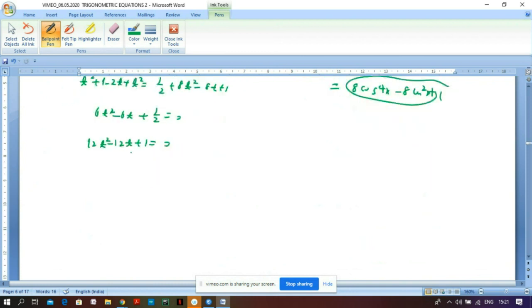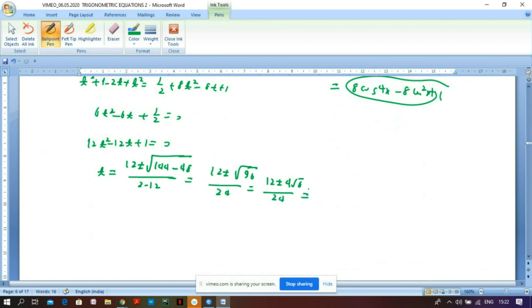Now if that is the case, then I can solve for t as 12 plus minus root of b squared minus 4ac, that is 48, over 2 times 12. That gives you 12 plus minus root 96 over 24. So 12 plus minus 4 root 6 upon 24. And if I take 4 out, I'll get 3 plus minus square root of 6 over 6. So I have got one is 3 minus root 6 over 6 and 3 plus root 6 over 6.